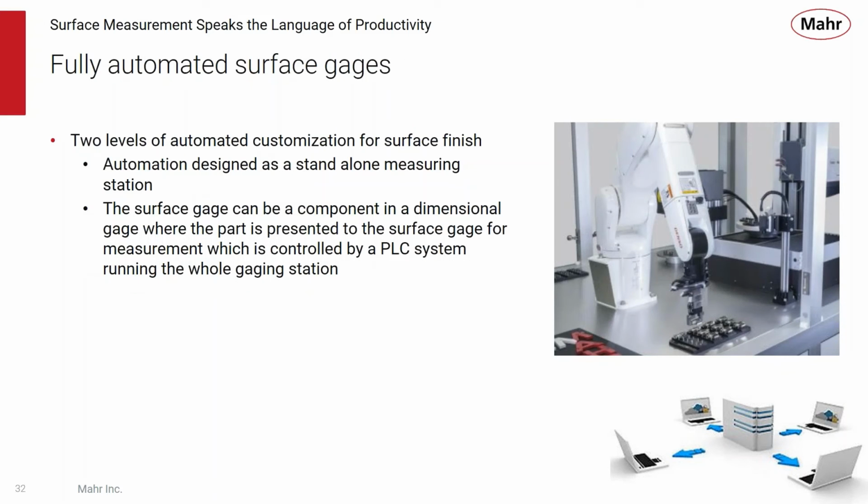But then we can go to fully automated surface gauges, where we really take all the capabilities of surface finish tools and build them into an automated measuring process. Now there are two levels of automated customization for surface finish. There's the automation designed as a standalone measuring station, or the surface gauge can be a component in a dimensional gauge where the part is presented to the surface gauge for measurement, and this whole operation is controlled by a PLC running the whole gauging station.